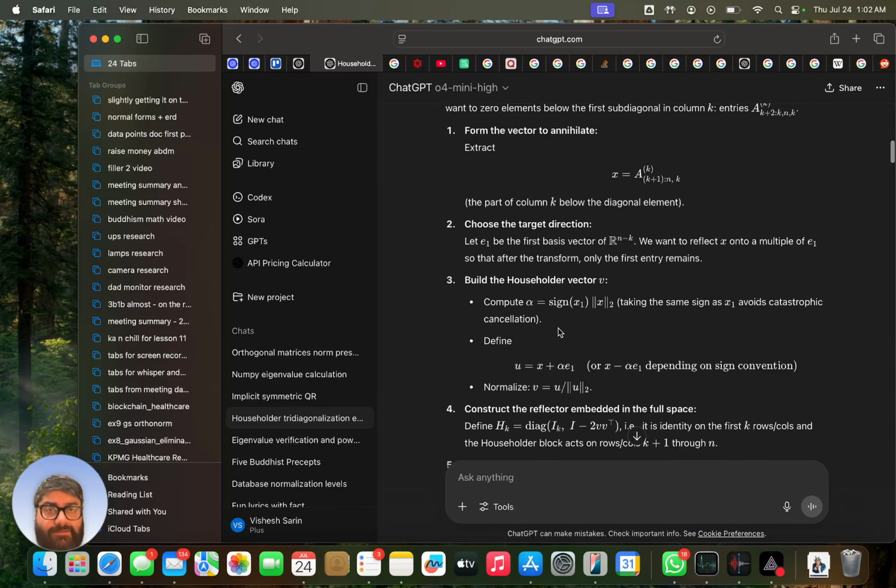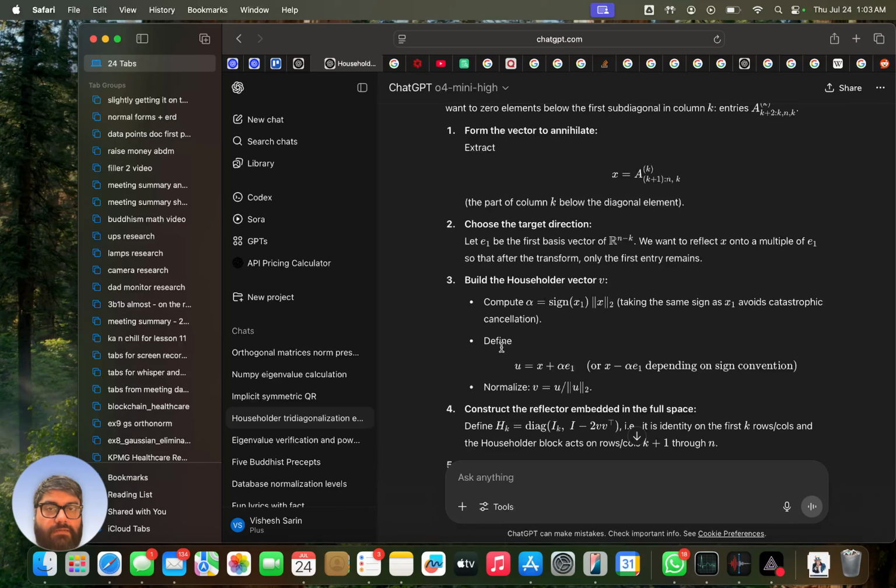We compute alpha, which is the sign of the first element of this vector times the magnitude of the vector, so the L2 norm, the Euclidean norm. Taking the same sign as x1 avoids catastrophic cancellation. Okay, I don't know what that's about. I'm not going down a Googling hole right now. I've been literally just doing that the entire day. So I'm going to focus on explaining to you guys where I've understood this till.